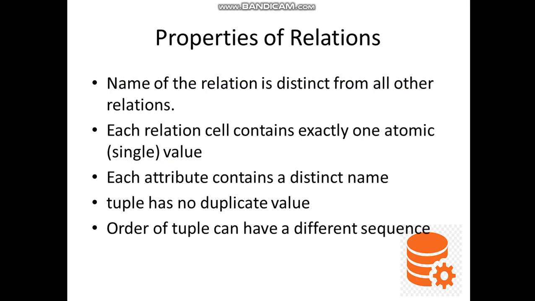Each attribute contains a distinct name. So all the attributes are of distinct name. No two columns can have similar names. Tuple has no duplicate value. So each tuple has a unique value. Order of tuple can have different sequence. So we can insert our tuples, our records in any order.